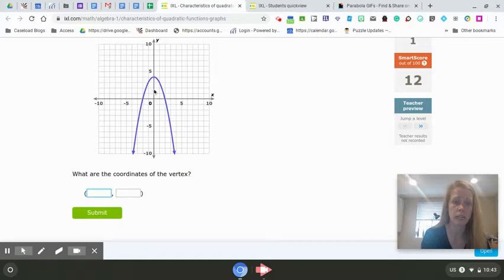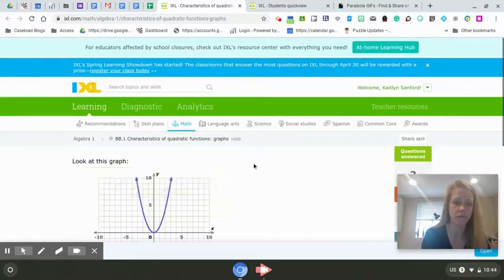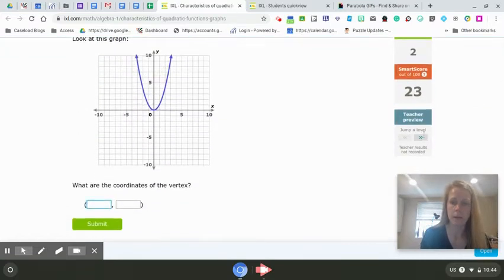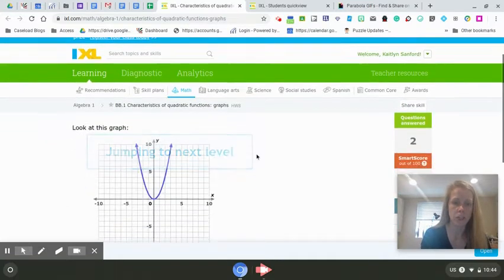So if that's where it is, I'm going over 0. So that's my x. And I'm going up 1, 2, 3, 4. So my coordinates are 0, 4. I'm going to skip to the next level so you can see some different questions.